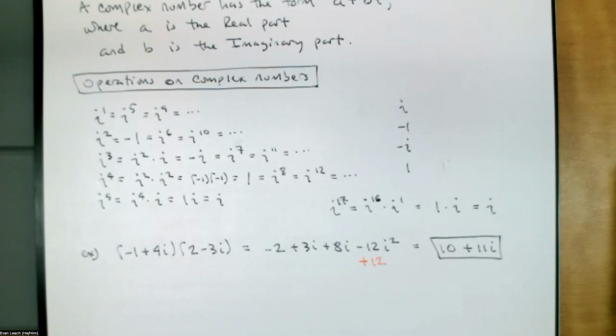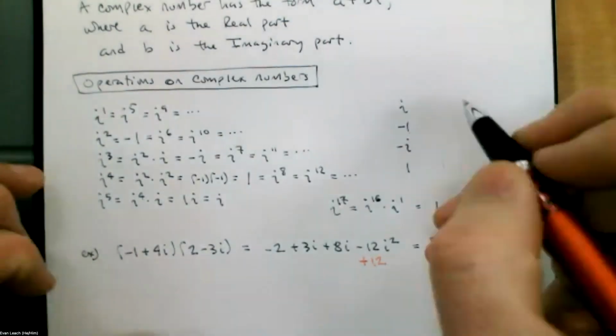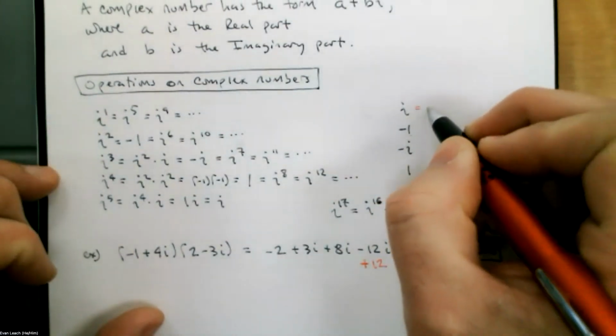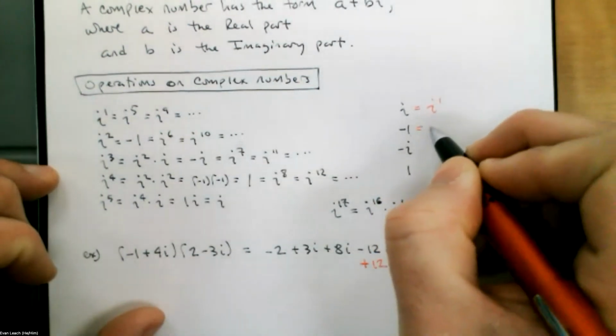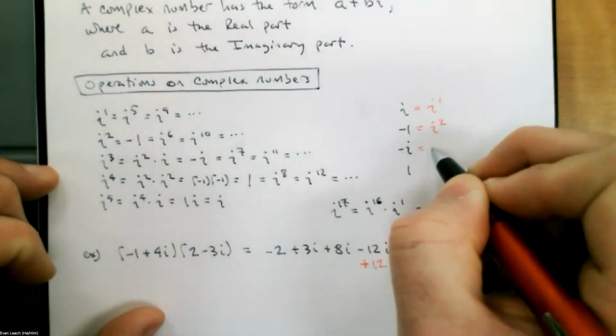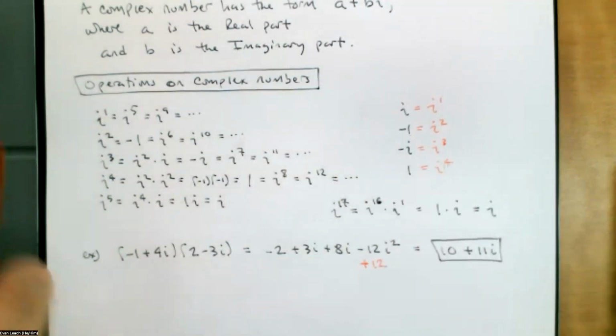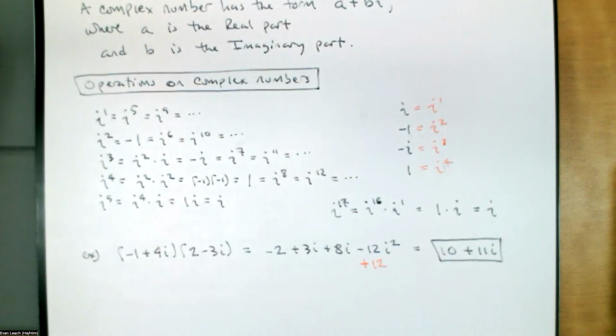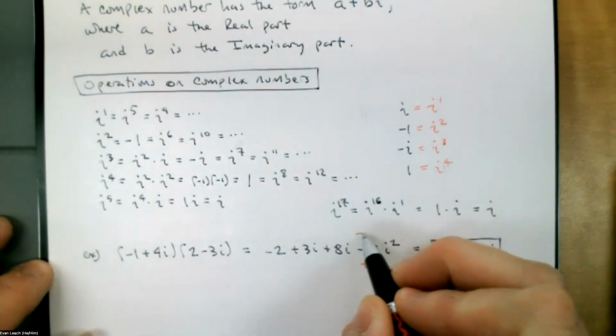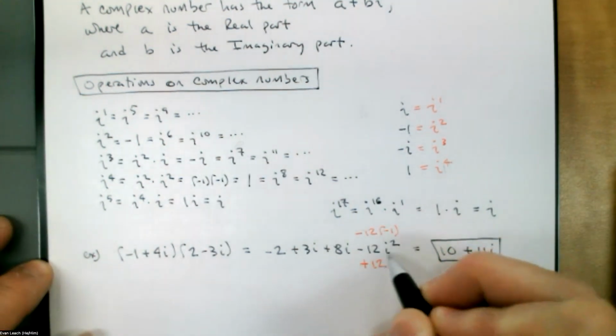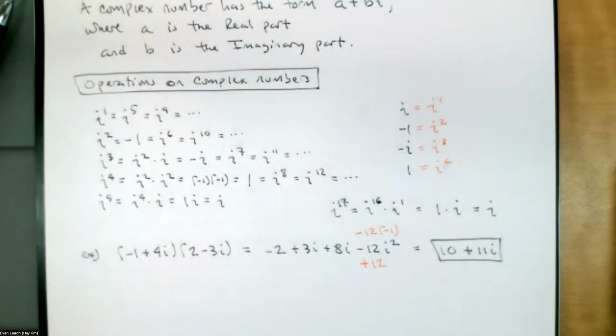i squared is equal to -1. So that's up here. i is equal to just i to the first. If we have an i squared, that's -1. i to the third is -i, and i to the fourth is 1. So anytime I see i squared, I want to get rid of that and replace it with -1. So this is going to be -12 times -1, since i squared is -1. -12 times -1 is +12. +12 and the -2 make a +10.